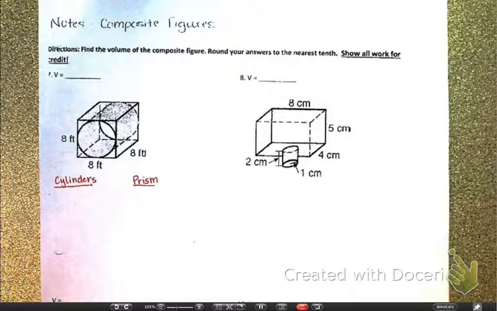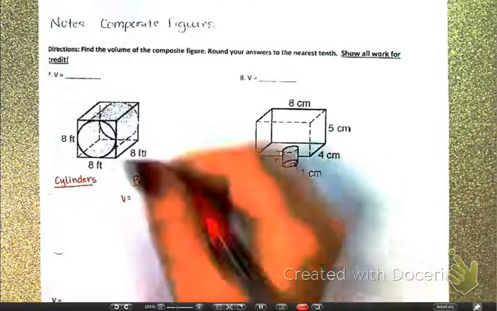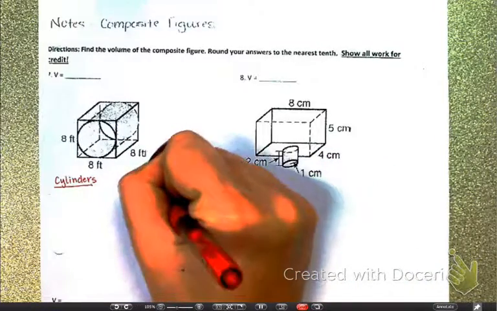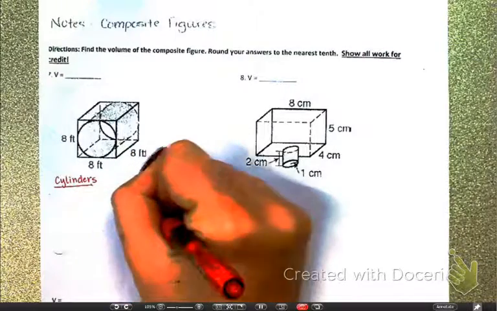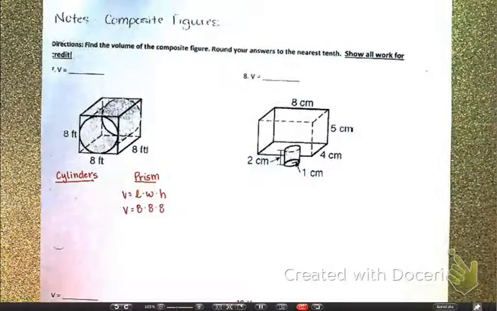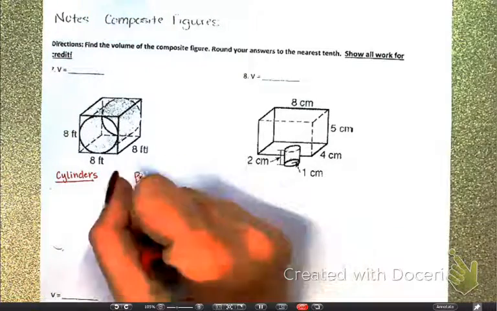Okay. Let's start with the prism first because it is a cube, you're right, because all the sides are the same. So let's find the volume of that cube. Which formula do I use for a prism? Length times width times height, okay? My length is 8, my width is 8, and my height is 8. Eight times 8 times 8. This is where you're 512. Okay.